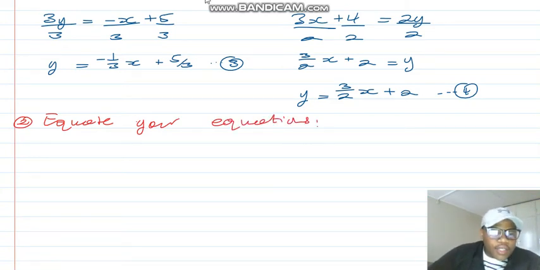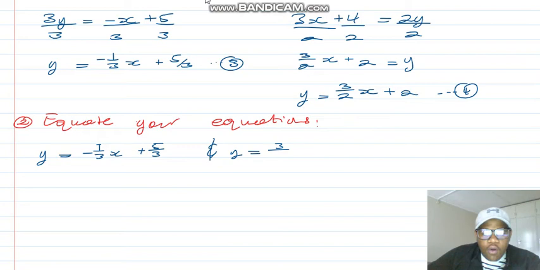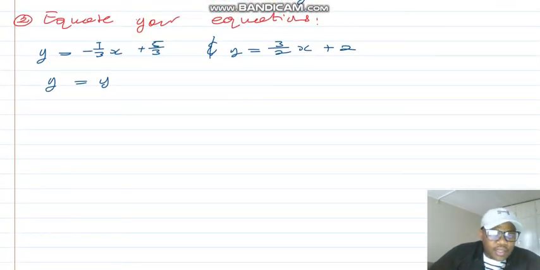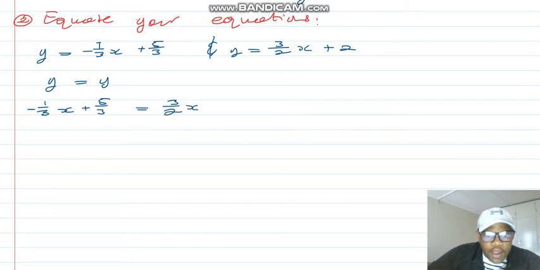So basically, we said that y is equal to minus 1 over 3x plus 5 over 3. And we also said y is equal to 3 over 2x plus 2. So when they say equate, it means we say y is equal to y. And I'm going to repeat, that's why we use a g of x, because y is equal to y doesn't look nice. So we do that: minus 1 over 3x plus 5 over 3 is equal to 3 over 2x plus 2. Now we are in the right position, so you can try to solve this however you know.